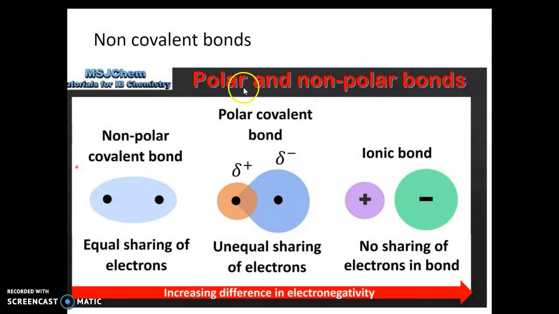Non-covalent bonds, right? You have polar and non-polar bonds. Remember polar opposites, think of magnets, okay? So non-polar covalent bonds are equal sharing of electrons. Polar covalent bonds are unequal sharing, so they're like repelling, they don't want to cooperate. And ionic bonds, no sharing of electrons at all. Okay, so increasing differences in electronegativity. So it becomes negatively charged the farther it goes down. Positive charge, more negative charge.